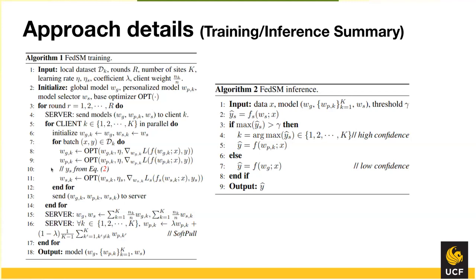I also mentioned on the previous slides, there were 3 approaches for training a model selector. The naive approach with the ensemble, FedSM extra, which uses extra training rounds, and FedSM, which is shown here. There's an appendix to the paper that describes the training and inference algorithms for FedSM extra, but again, I'll refer you to the paper for those.